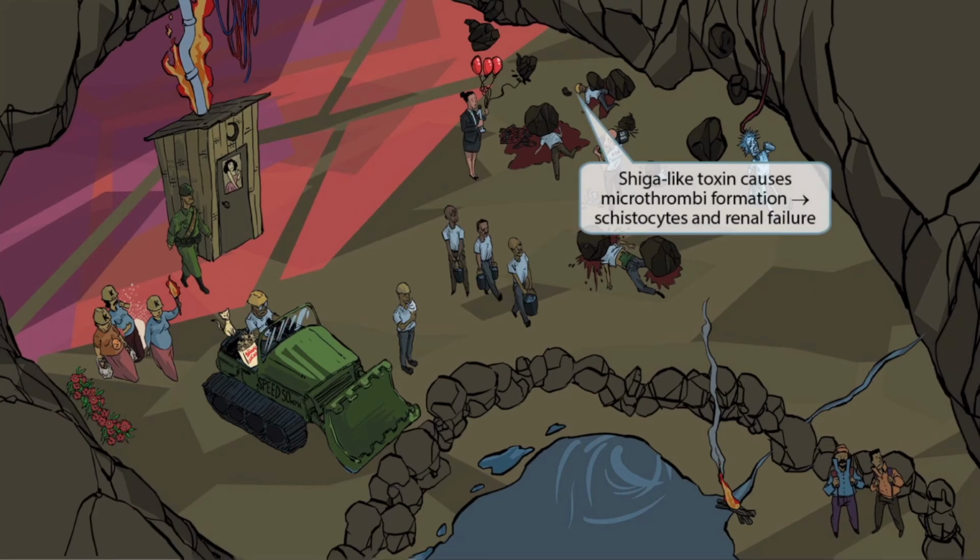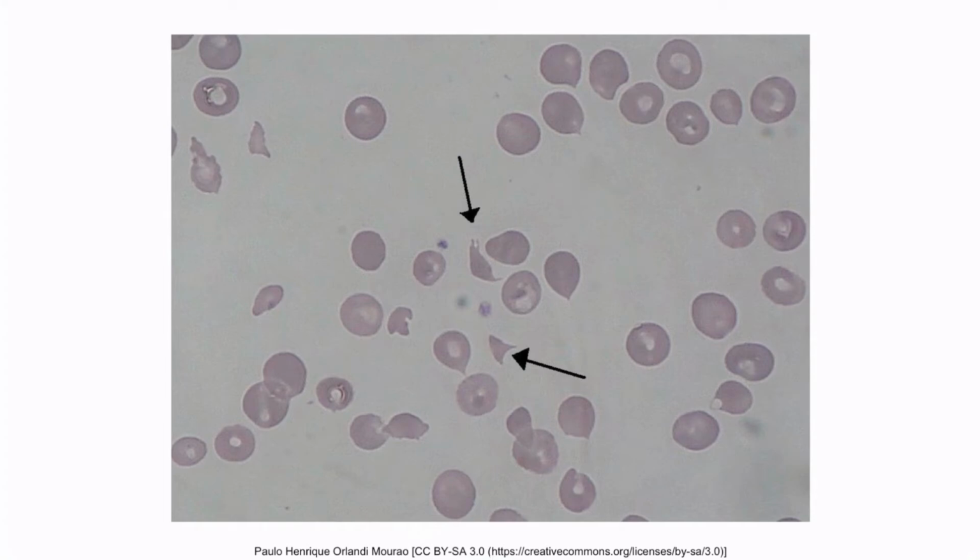However, when you think of this guy with a helmet on, you should remember that Shiga-like toxin causes microthrombi to form in blood vessels, which results in schistocytes and renal failure. This is a picture of schistocytes, which we showed in the last video, but notice that they look like little fragments of red blood cells.